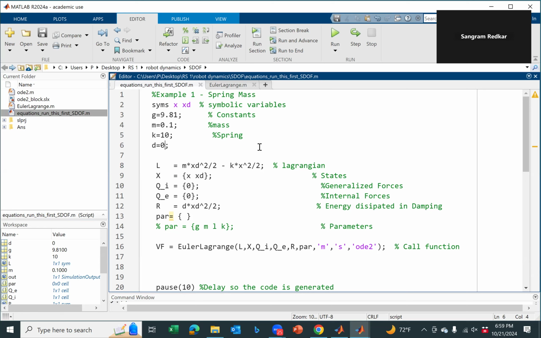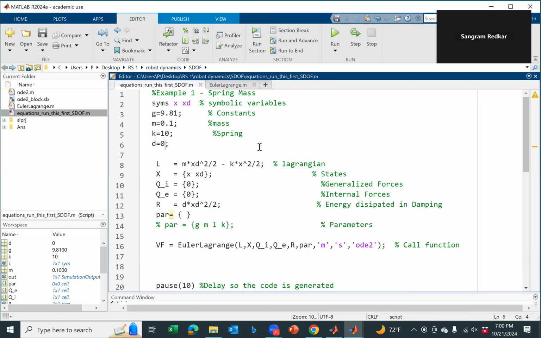So whenever you use this script, the most important thing is to identify your states. Find out the kinetic energy, find out the potential energy and form the Lagrangian. Everyone understood this? Once that is done, you invoke this Euler-Lagrange function, and you need to give a little bit of delay so that the function runs, creates the Simulink file, creates the MATLAB script, and so on.